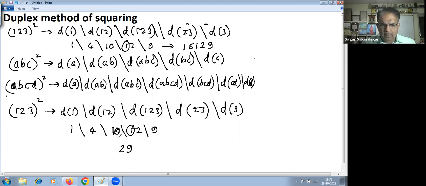This one will carry here, giving you 11. Out of that, you'll take 1. This one will carry here, giving you 5. So the answer is 15129. Is it clear? Okay, Satri, are you clear?